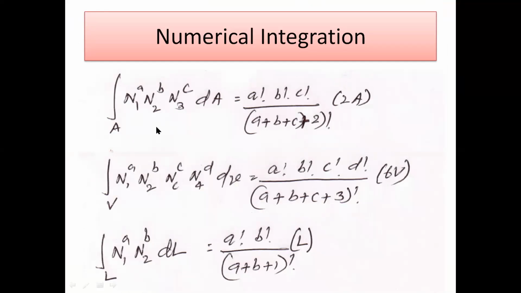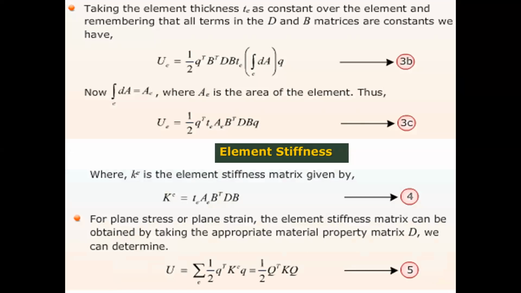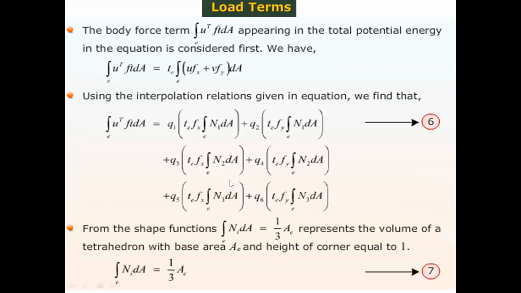Similarly, for the area integral, N1 to the power A, N2 to the power B, N3 to the power C over dA is A factorial, B factorial, C factorial, the coefficients' factorials individually, divided by A plus B plus C plus 2 factorial, into 2A. The same if you go for 3D elements, the volume integral of the four shape functions, power A, B, C, D over a volume is A factorial, B factorial, C factorial and D factorial, 6 times volume, divided by A plus B plus C plus D plus 3 factorial. The same we can use here whenever you have terms of the individual area integral N1 dA. So N1 to the power 1.